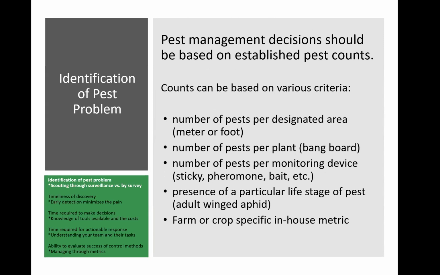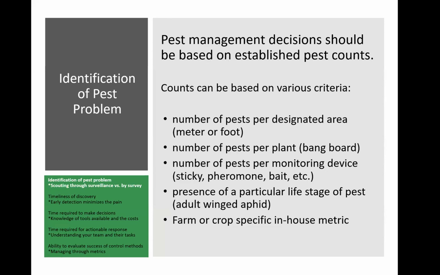In the realm of action thresholds, this is one of the most important components here. Again, a little bit of math that we're going to review. But your pest management decisions should be based on established pest counts. And how you go about those counts is based on different criteria for the needs of your facility or the requirements of the crop or the type of pest that is at hand. Several ways to go about it.